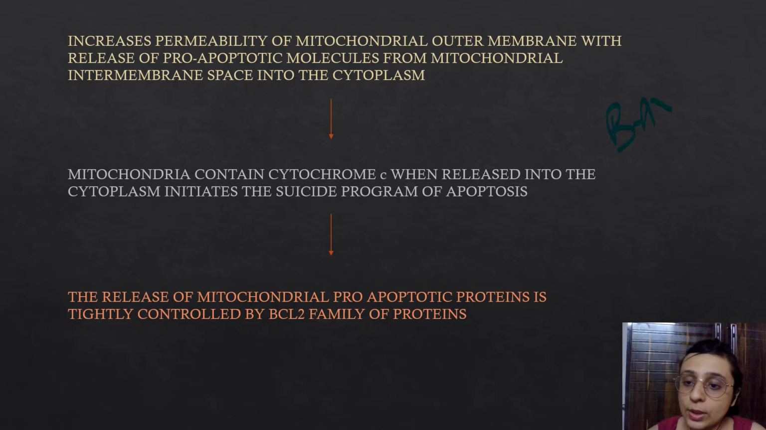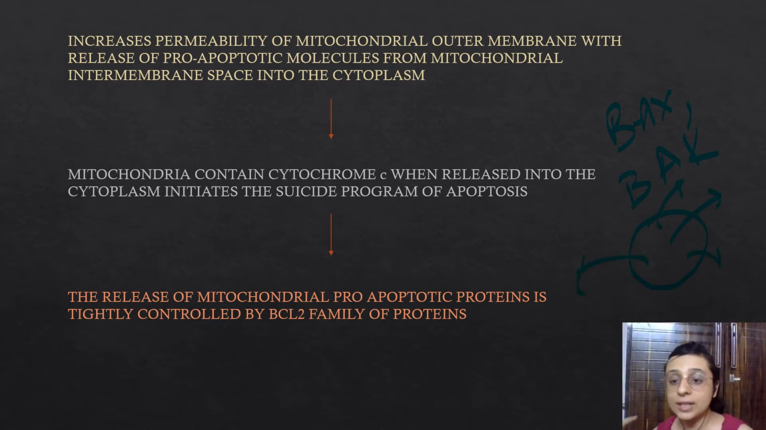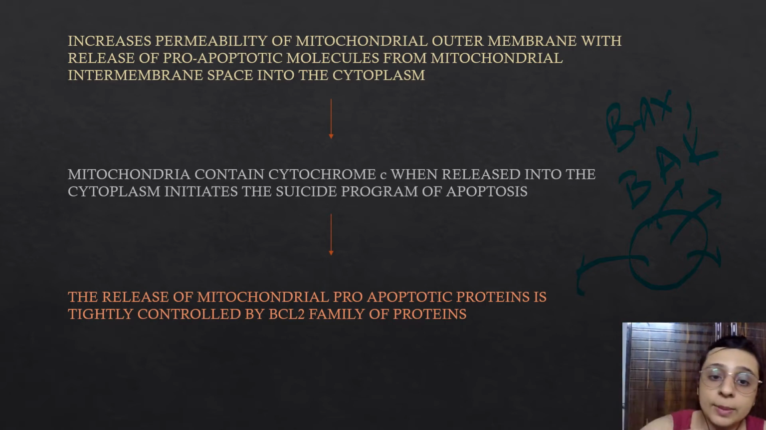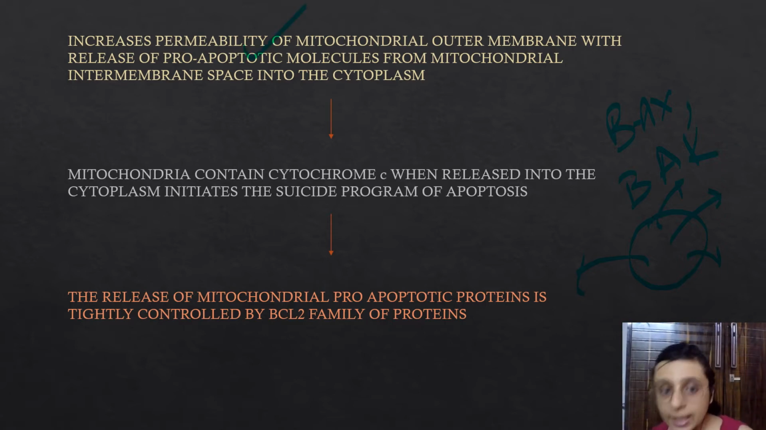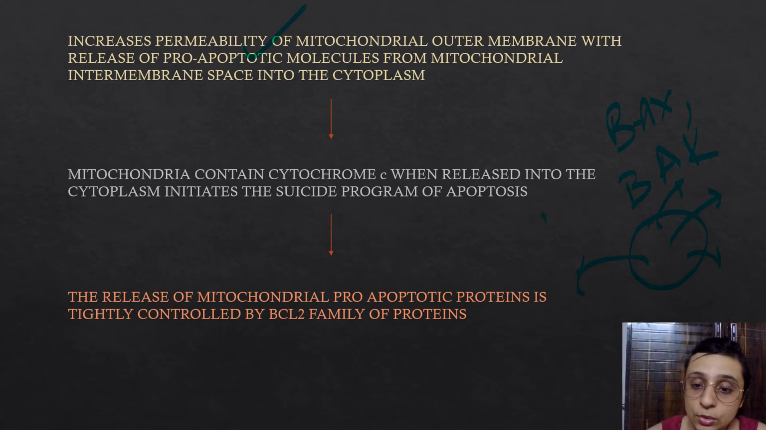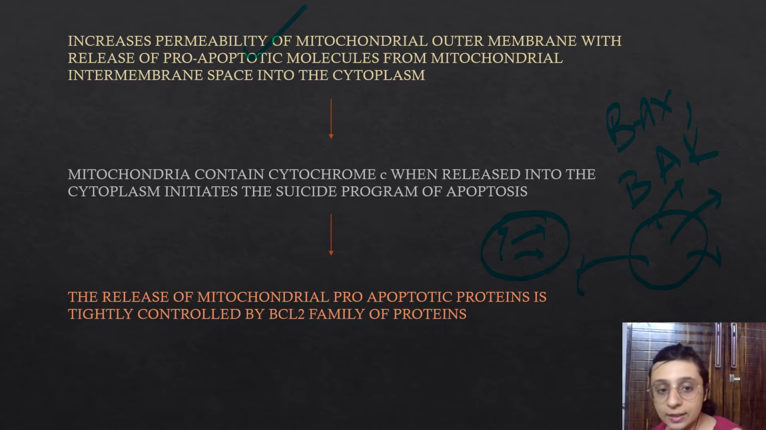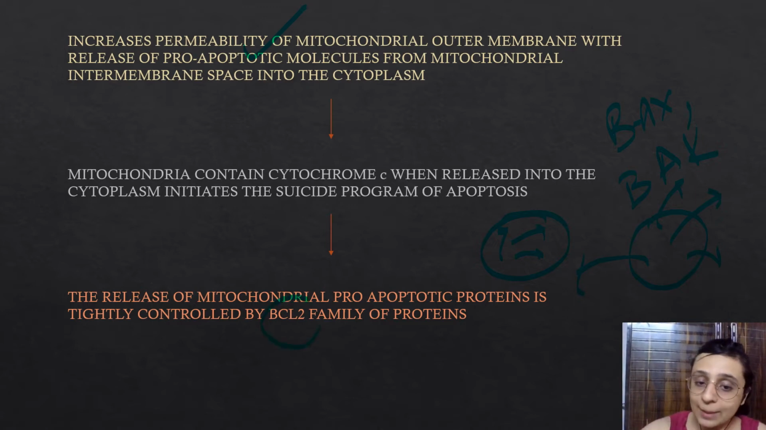So what will these Bax and Bak do? These are pro-apoptotic. That means they allow the release of certain molecules which make the cell undergo cell death, or apoptosis. What will it do? It will increase the permeability of the mitochondrial outer membrane and allow the release of various molecules such as cytochrome C into the cytoplasm, and initiate the suicide program of apoptosis. Now this has to be tightly controlled by the BCL2 family of proteins.